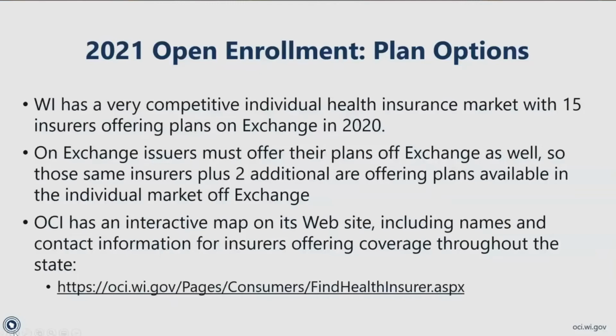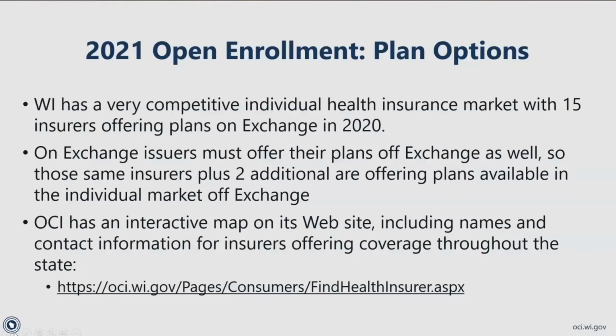And on this link is a good link for you to keep. We do keep an interactive map, and we will be populating this again in late October in advance of the open enrollment period, where you can find out by clicking on a county what insurers are offering coverage and what level plans they're offering. If they're offering catastrophic through platinum, or if they're offering silver, or what level they're offering.